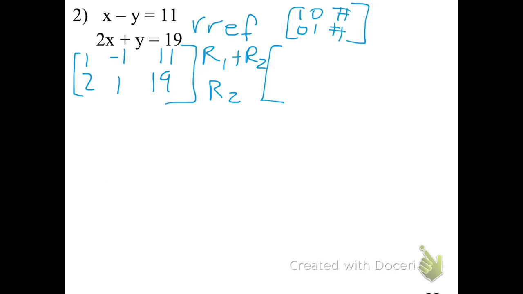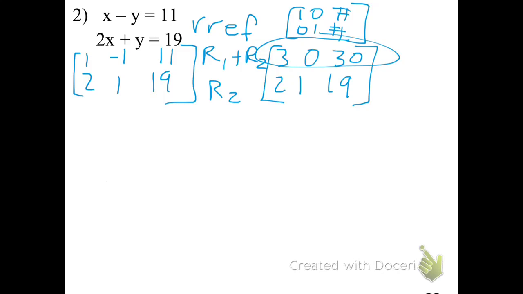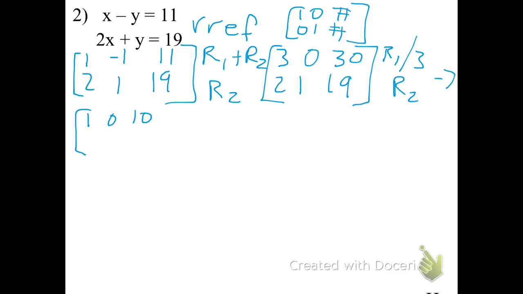So take row 1, add row 2, so you gotta do 1 plus 2, which is 3. And you gotta do -1 plus 1, which is 0. And you gotta do 11 plus 19, which is 30. And then the second row stays the same. At this point I realized this first row would almost be matching with that one if I took everything and divided by 3. And so I'll take row 1 and divide it by 3. And we'll leave row 2 the way it is right now. We'll rewrite row 1 to get 1, 0, 10. The second row is still just 2, 1, 19.